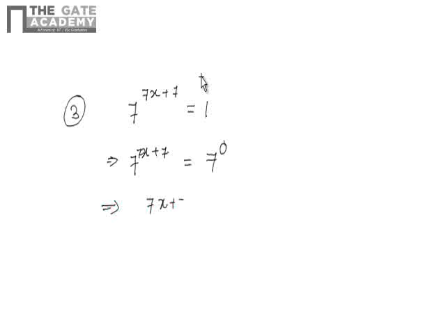Now we'll see the third problem. Problem is like 7 raised to 7x plus 7 is equal to 1. From the first appearance it looks like a very difficult problem, but you'll have to understand one concept, that anything raised to 0 is 1. So can I write this 1 as 7 raised to 0? Now since the bases are same, can I compare the power? 7x plus 7 is equal to 0, therefore x is equal to minus 1. You know, it's very simple.